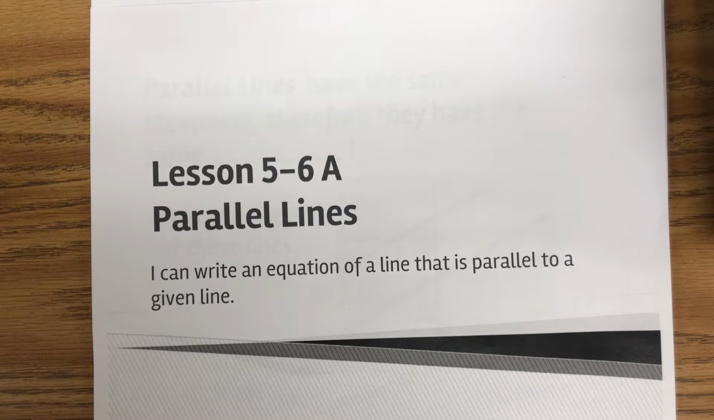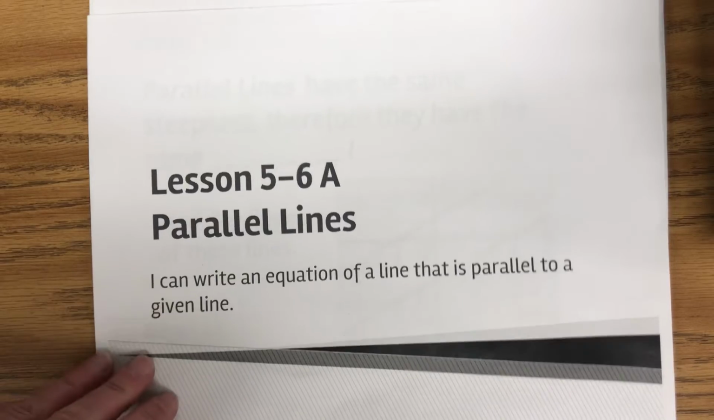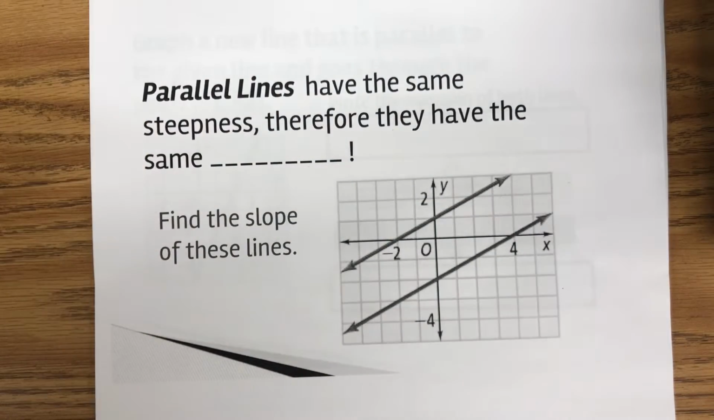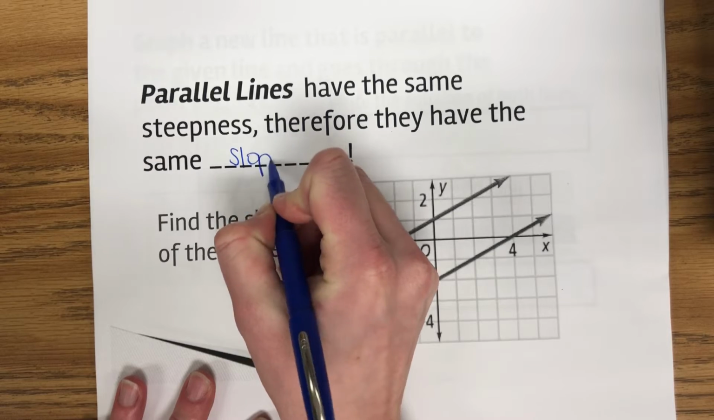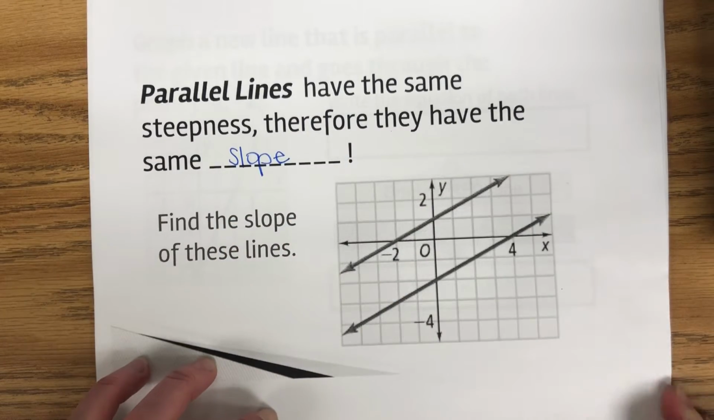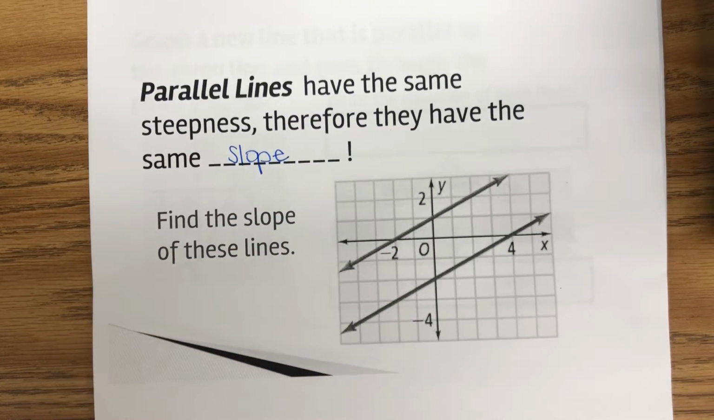Your I can statement is I can write an equation of a line that is parallel to a given line. Parallel lines have the same steepness, therefore they have the same slope. So let's find the slopes of the two lines in the picture.